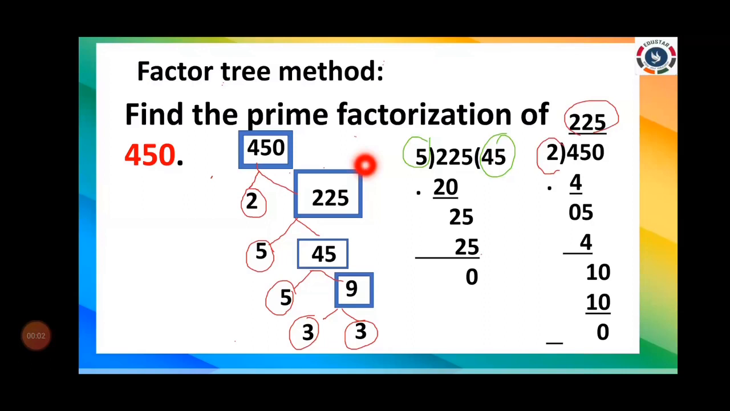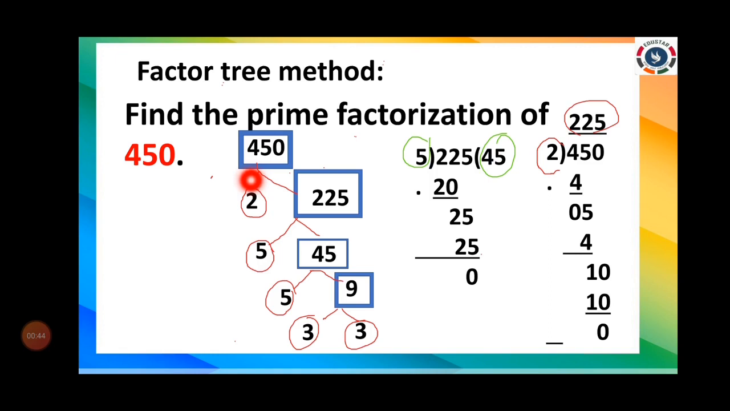Method 1, factor tree method. Find the prime factorization of 450. This is the question. You have to write 450 in the box. We are going to express the number as the product of prime factors. So you have to divide the value by prime numbers only. You should not use any composite number. If you use composite numbers, that is wrong. You have to use prime numbers only.